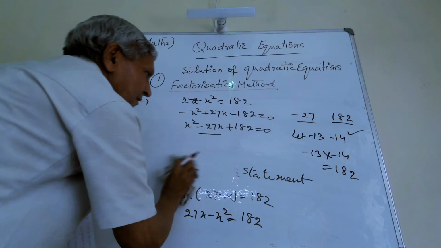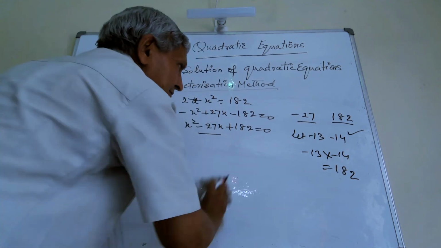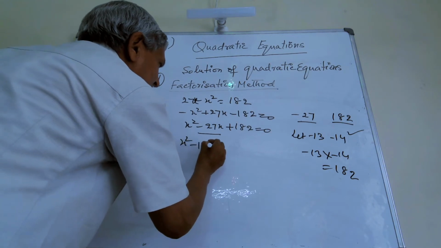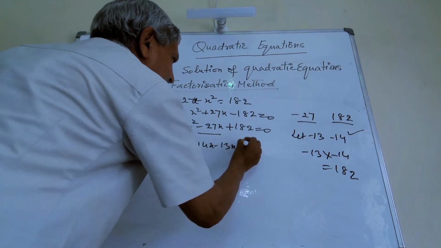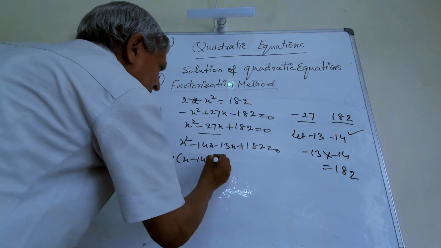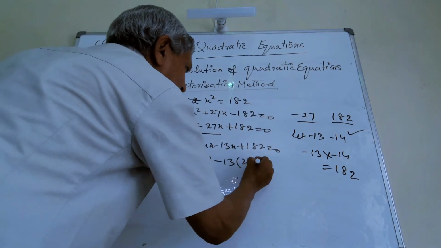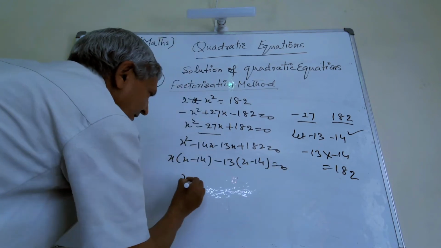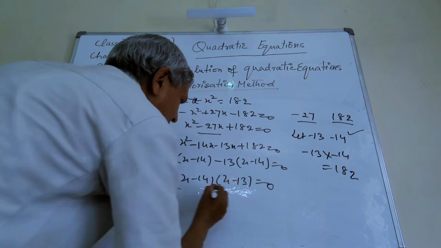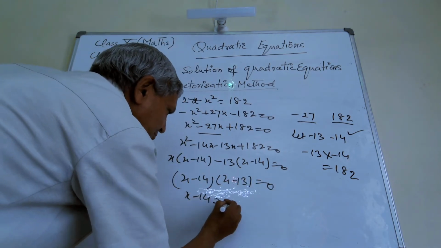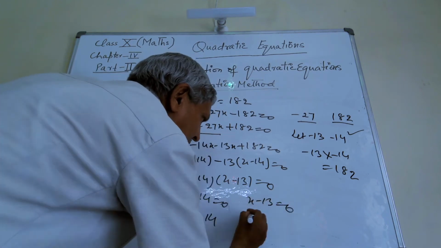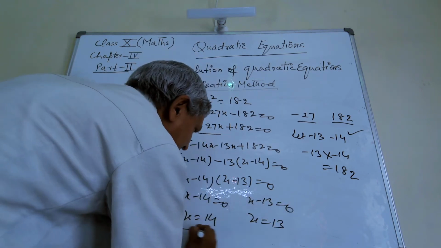Now, putting in the equation: x square minus 14x minus 13x plus 182 is equal to 0. x common, x minus 14, minus 13 common, x minus 14 is equal to 0. x minus 14 into x minus 13 is equal to 0. x minus 14 is equal to 0, x is equal to 14. x minus 13 is equal to 0, x is equal to 13. These are the two values.